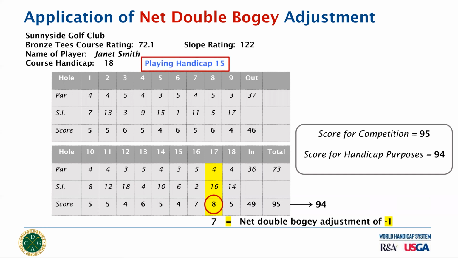Their playing handicap is a 15. We used the course handicap. In this particular competition, the course handicap is 18. It was a competition which used a percentage which lowered the person's playing handicap to a 15, but we do not use playing handicap when calculating the net double bogey adjustment. It always works off of the course handicap.